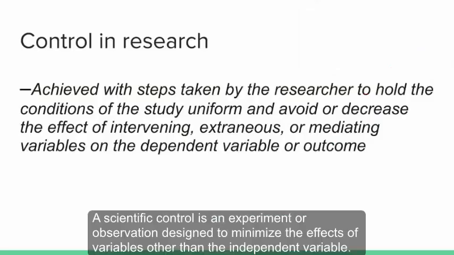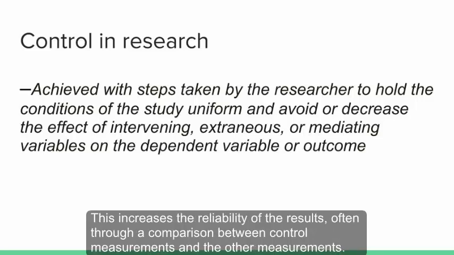A scientific control is an experiment or observation designed to minimize the effects of variables other than the independent variable. This increases the reliability of the results, often through a comparison between control measurements and the other measurements.